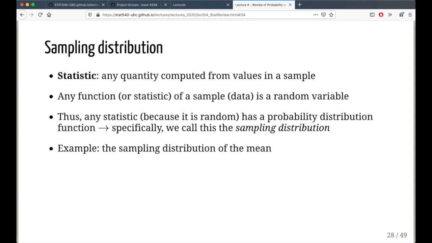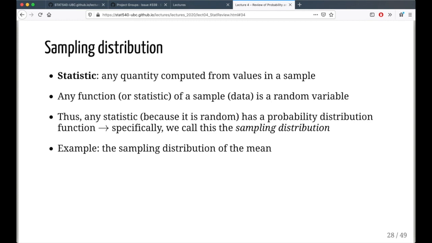To talk about the sampling distribution of those quantities that we're estimating from the data, I'm going to first define a statistic, since we haven't done that yet. A statistic is any quantity that we compute from values in a sample. For example, the mean is a statistic, since we compute it from values in our sample, as well as the standard deviation.